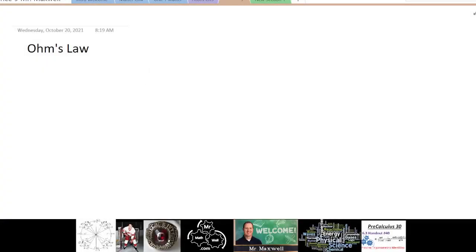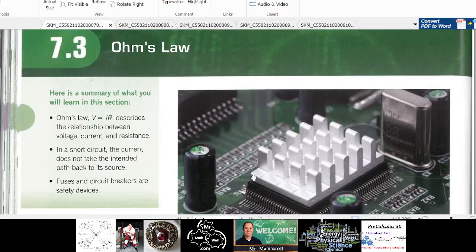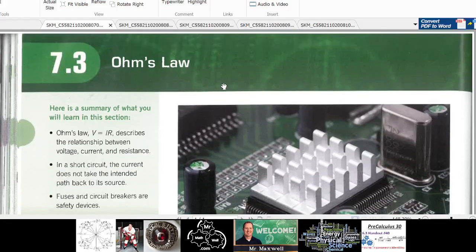Okay, so here we are. We're going to take a look at Ohm's Law today. In your textbook, page 258, should look something like this. Pearson, Saskatchewan Science 9 textbook is where some of these pages are coming from. The textbook we're using, page 258.